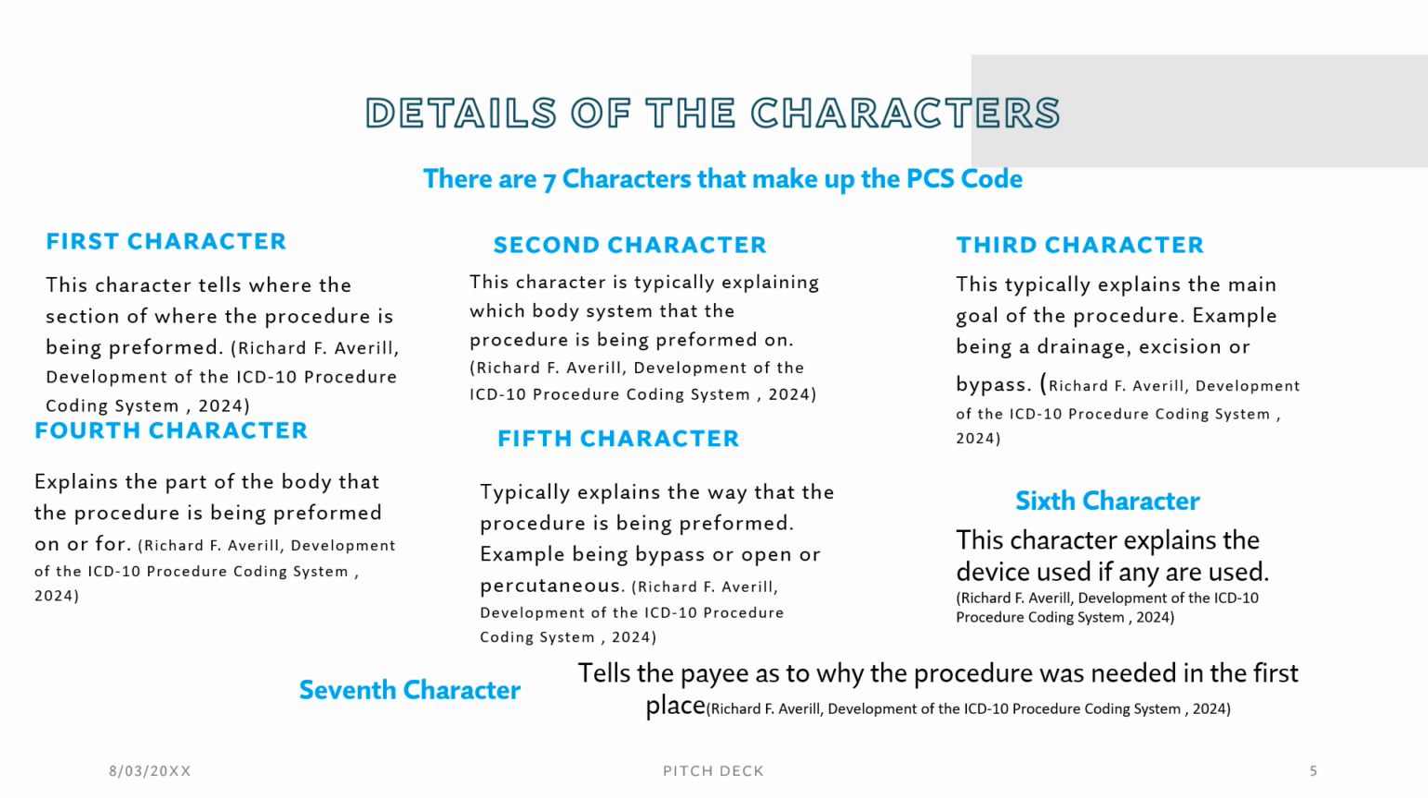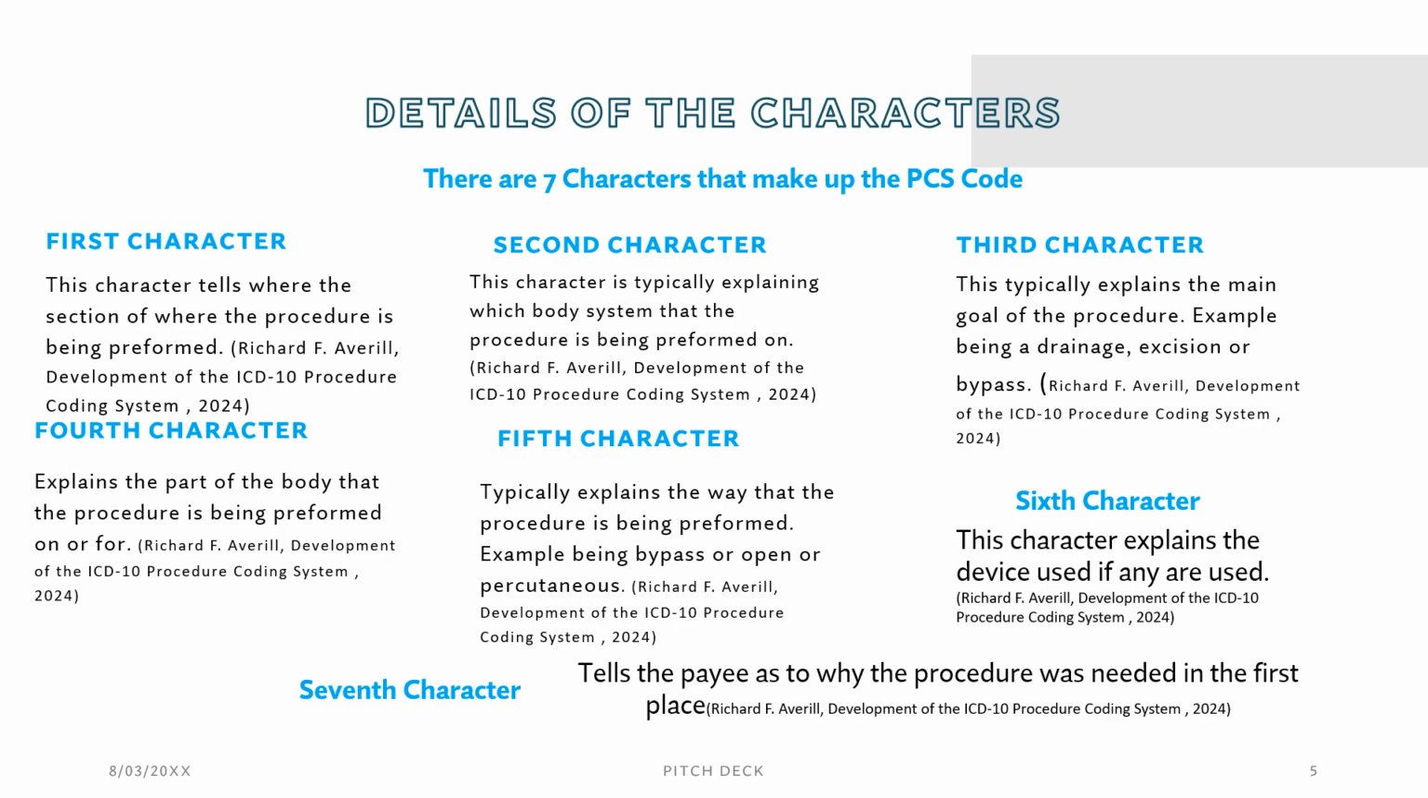There are 7 characters that make up the PCS codes. The first character tells the section where the procedure is being performed. The second character typically explains which body system the procedure is being performed on. The third character explains the main goal of the procedure, for example a drainage, excision, or bypass. The fourth character explains the part of the body that the procedure is being performed on.